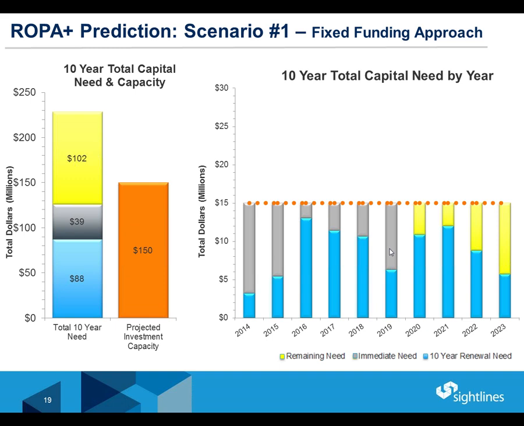The next scenario, what we did was we shifted some of the blue out into the future. The reason we were able to shift some of those renewal needs was because they had an effective planned maintenance program.